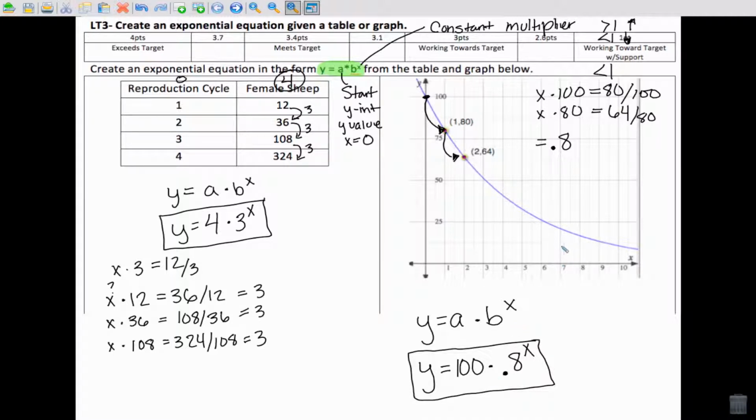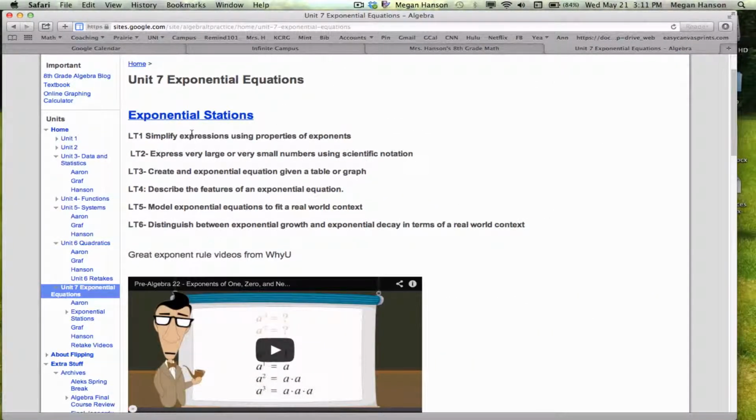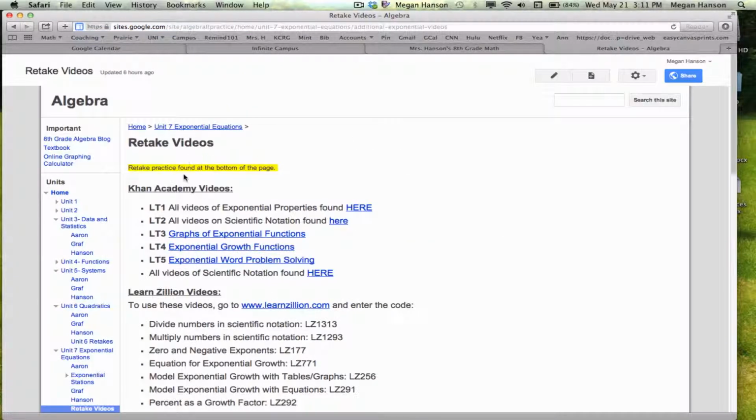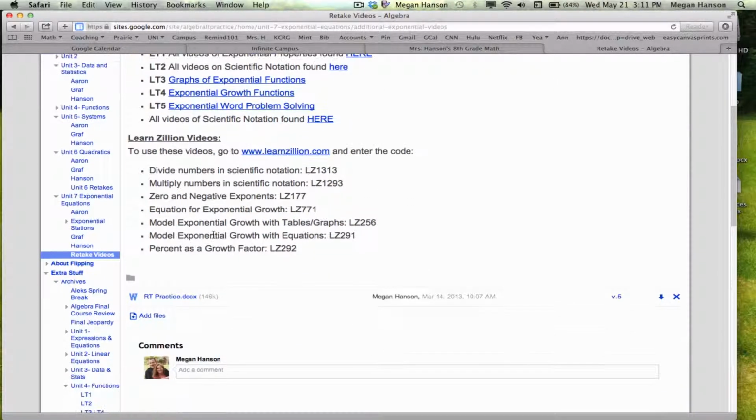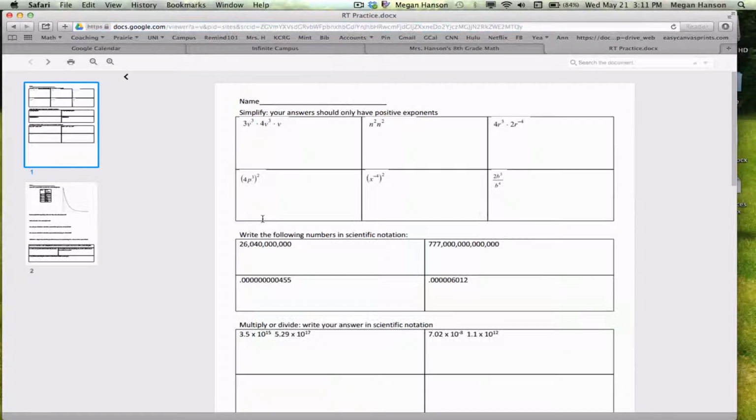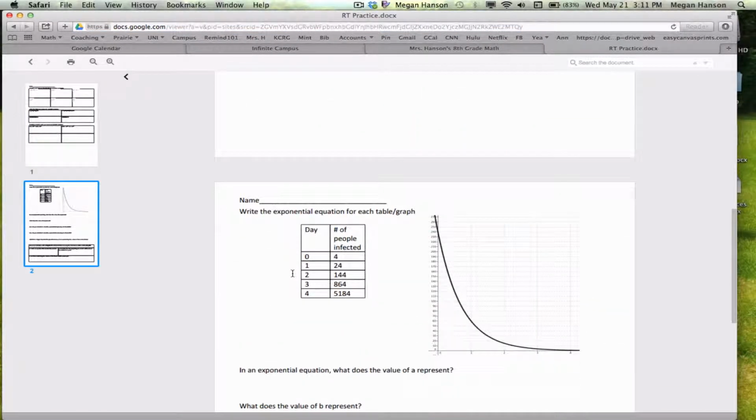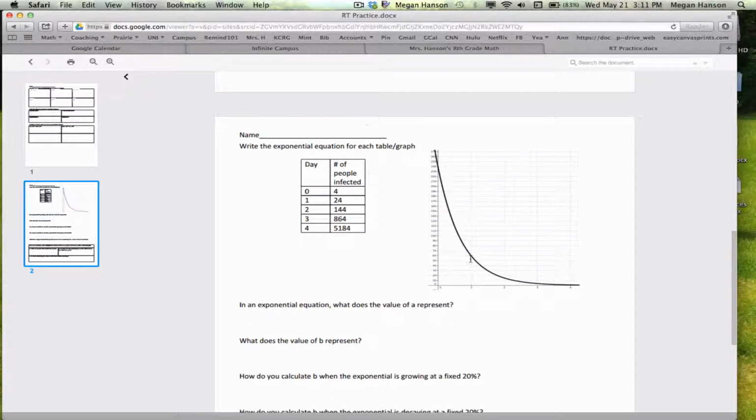Okay? So that's LT3. If that's all you need to do, then what you're going to do next is below this video, which I'm going to put under Unit 7 on the Algebra website. If you go over here to Retake Videos, I'm going to put this video right here, and then you'll see there's some problems. Okay, so LT3, graphs of exponential growth. And then there's also some Learnzilla problems if you want to try that. What you have to do, though, is this retake practice. You have to take this retake practice and go down here and write exponential equations for these two situations.